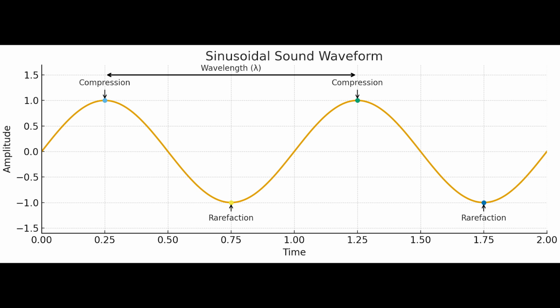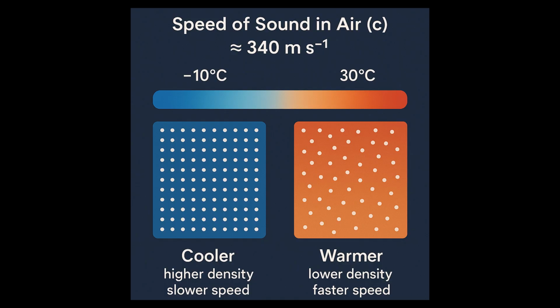The amount of compression and rarefaction of the air is referred to as the amplitude of the sound wave. The distance between two adjacent peaks of compression or rarefaction as the wave travels is known as the wavelength. The speed at which this wave moves depends on the density and elasticity of the substance it passes through.